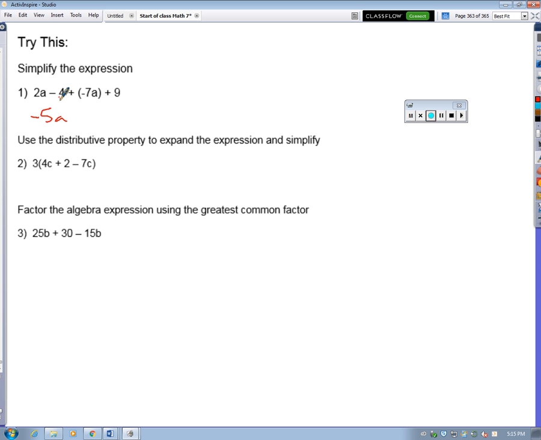I also have a negative 4 and a positive 9. Put those two together, and that's going to give us a positive 5. So I've got negative 5a plus 5. Now if I really wanted to, I could factor those out as well. I could find the greatest common factor, take that on the outside, and GCF equals 5. So I could take a 5 on the outside, divide all this stuff by 5, and that's going to leave me with negative a plus 1.